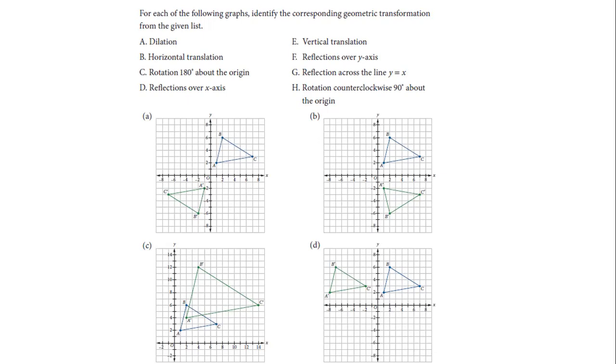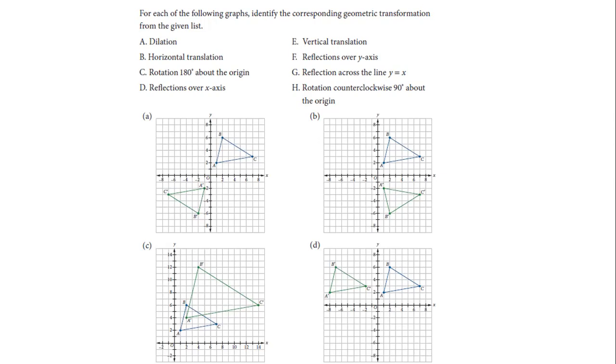So we have dilations. We have horizontal translations where we're going left to right. We have a rotation around the origin where we're rotating 180 degrees. We have reflection over the x-axis. So when I reflect over the x-axis, that's my horizontal reflection, right? We have vertical translation. We're shifting the object up and down. We have reflection over the y-axis. That's my vertical reflection.